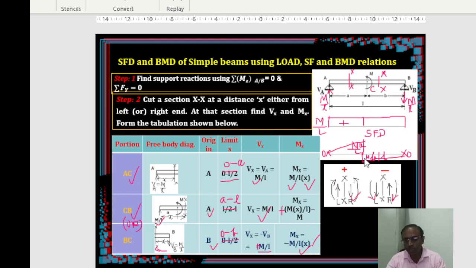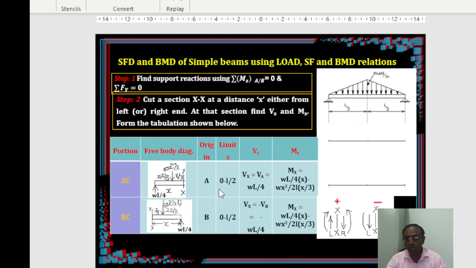So it does not matter whether you take a section from the left hand or right hand, your solution is not going to alter. That's the beauty of shear force and bending moment diagrams. You can draw from the left hand or right hand as per your convenience. Don't make the calculations complicated and unnecessary.